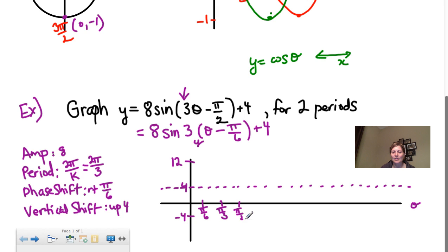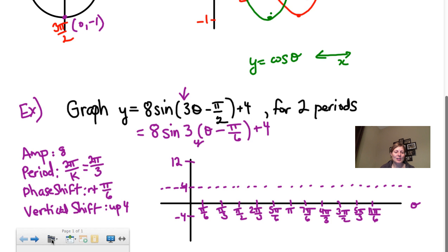That's going to be pi on 2. 4 pi on 6, which is 2 pi on 3. And we keep going. 5 pi on 6, we can't reduce. 6 pi on 6, which is just pi. 7 pi on 6. 8 pi on 6, which is 4 pi on 3. 9 pi on 6, which is 3 pi on 2. 10 pi on 6, which is 5 pi on 3, 11 pi on 6, and we'll stop there.